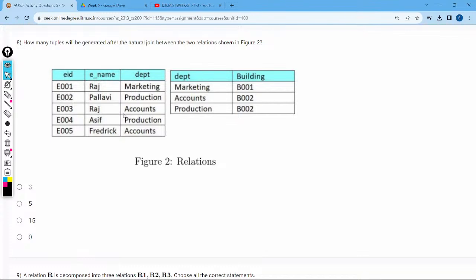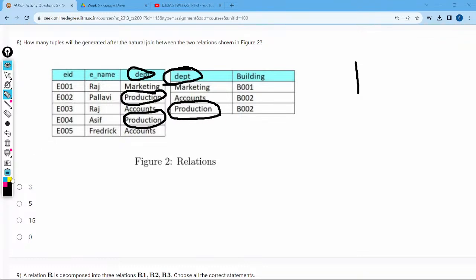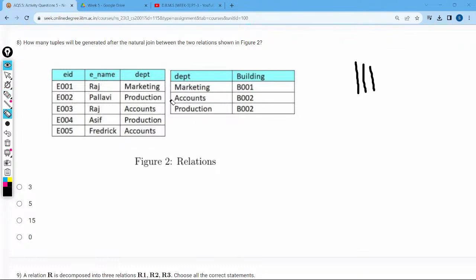How many tuples will be generated after the natural join between the two relations in the figures? Department is common between them. So obviously the natural join would be the Cartesian product over the common values. First, one element. Then let's go to production. Two joins, meaning two more tuples. Then finally accounts, same is the case with accounts. Joining accounts twice. So the total is five tuples.